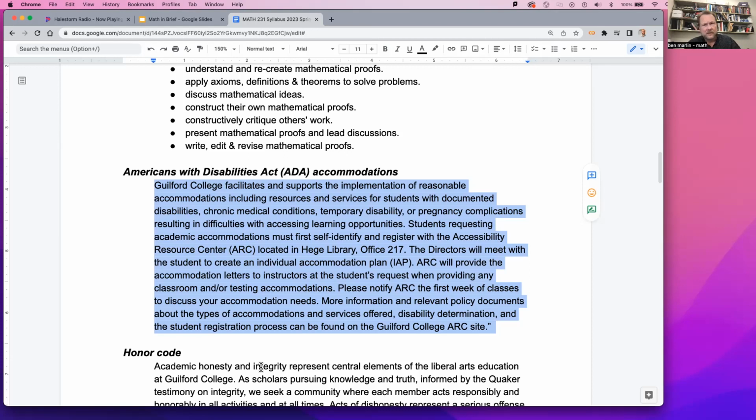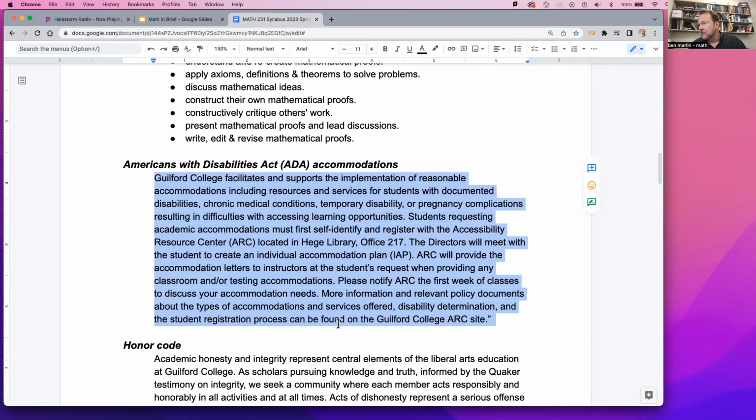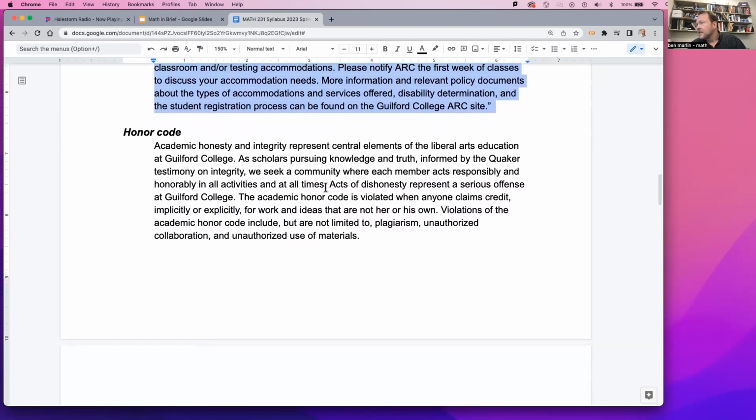But because of the nature of this class, if you've got some bit of difference that we need to accommodate, probably we're all going to just work together to figure out what to do. It's kind of the nature of this sort of class. The honor code is a big deal here. And so I need to talk about this, not just read this to you, but talk to you about it.